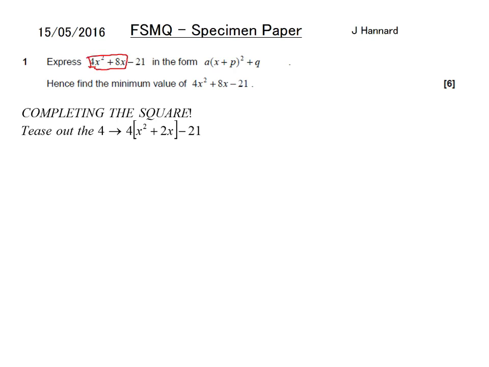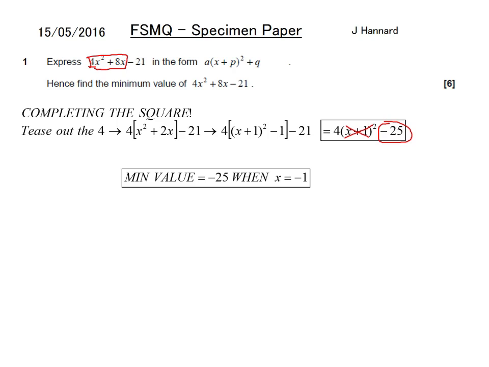We'll tease out the 4 in that part of maths, and then we're looking like something that we can complete the square with, x squared plus 2x. So what we do there is half the coefficient of x, just like normal, and then we need to take off that unwanted square, which is the minus 1, then times all of that by 4, and you end up with 4 brackets x plus 1 all squared minus 25. So you know your a, your p, and your q. Hence find the minimum value of this. Well, we want this bracket to die off, so we're going to let x equal minus 1, and we'll get a minimum value of that minus 25 there. So that is that.